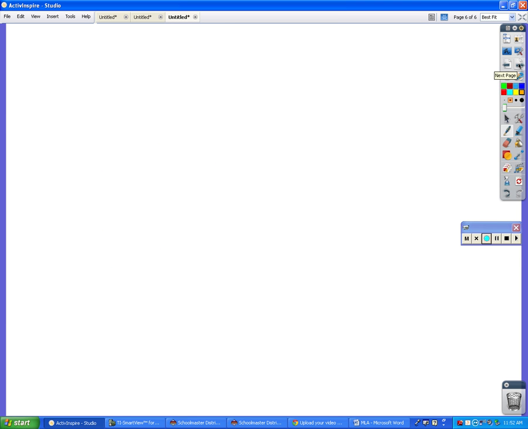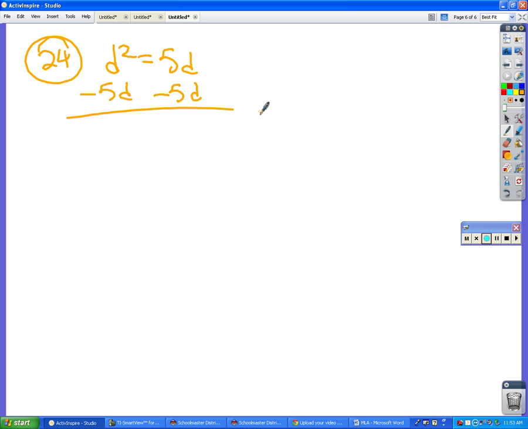Okay, then the last one. This one is a little bit tricky. D squared equals 5D, same as the other ones. I need to move that 5D over to the other side so that it's equal to 0. How do I do that? Subtract 5D. So what is D squared minus 5D? They're not like terms, so I can't combine them. One has a squared and one doesn't.